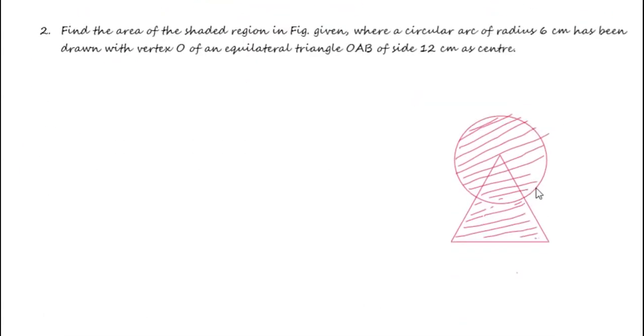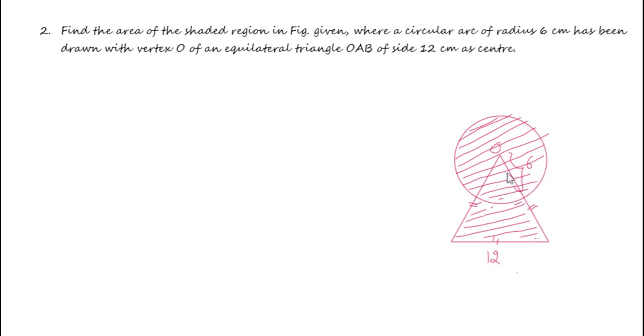Next problem, find the area of the shaded region in the figure given where the circular arc of radius 6 centimeters, this is 6 centimeters, has been drawn with the vertex O of an equilateral triangle. This is an equilateral triangle, all sides are equal, with side 12 centimeter. We need to find out the entire shaded region.